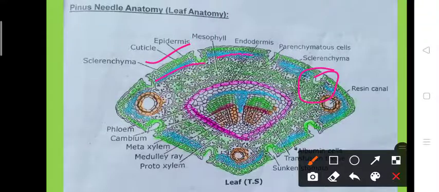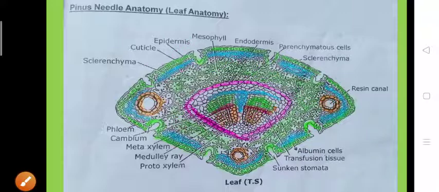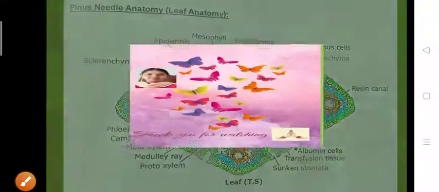Sclerenchymatous hypodermis is also one of the xerophytic characters. Presence of transfusion tissue in the leaf is also one of the xerophytic characters. Transport of organic substances between the vascular bundles and mesophyll through transfusion tissue is also a xerophytic character. Albuminous cells transport organic substances between the phloem tissue and mesophyll, also a xerophytic character. This is about Pinus needle anatomy and its xerophytic characters.